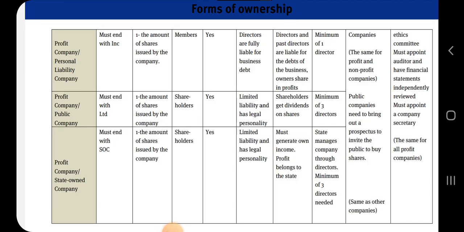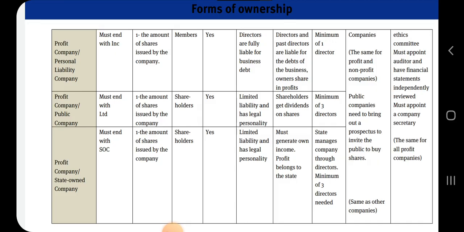Directors are fully liable for the business debt. So it's not limited liability. It has continuity, but the owner is liable for the debts of the business, just like in a sole proprietorship and in a partnership. And then directors share in the profits. Directors and past directors are liable for debts of the business. Owners share in profit. And who manages the business is a minimum of 1 director. The incorporation is the same as the incorporation for all profit companies.